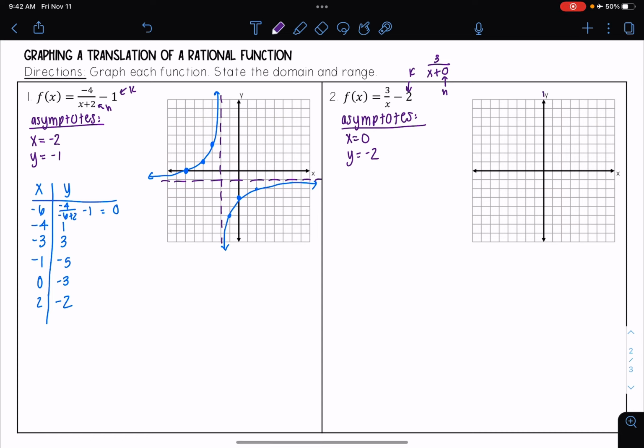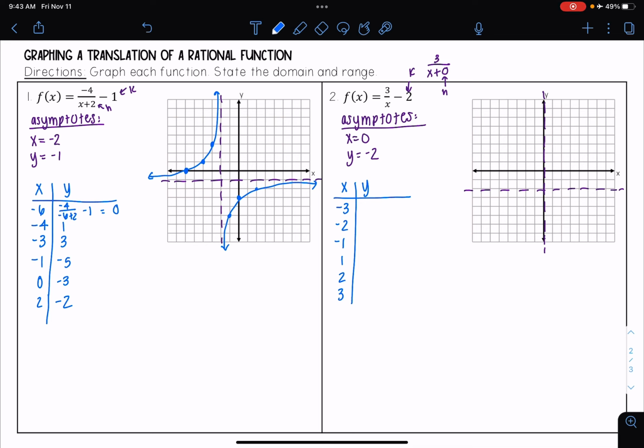And so I'm drawing in, I have x equals 0. So just basically the y-axis. And then y equals negative 2 is a horizontal line through y at negative 2. And then now I can go ahead and figure out some points. So I want to pick 3 points to the left and right of my vertical asymptote. So my vertical asymptote's at 0. So 3 points to the left, I can choose negative 3, negative 2, negative 1. And then 3 points to the right, I can choose 1, 2, and 3.